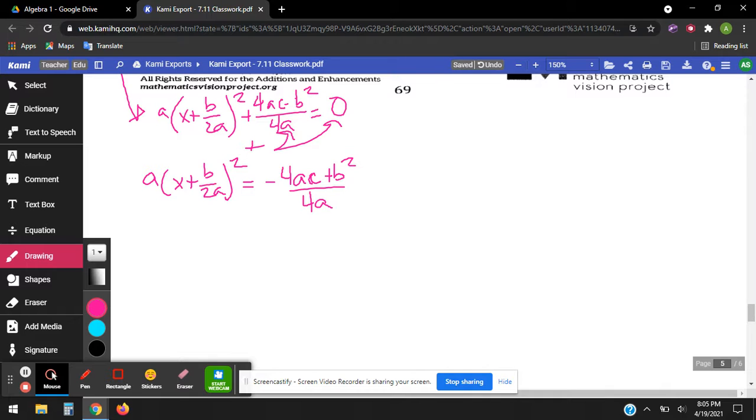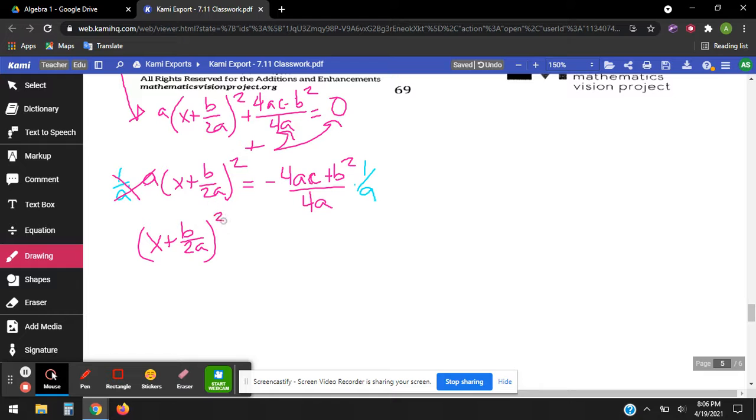All right, so from here, I have to get rid of this a, so I'm going to multiply by 1 over a. I'd actually use a different color for these so you can kind of see what's happening in between. Times 1 over a, times 1 over a. And so when I do this, then these cancel, leaving me x plus b over 2a squared. And I just multiply across right now. So then I end up with negative 4ac plus b squared over 4a squared. All right. So now I need to take the square root.